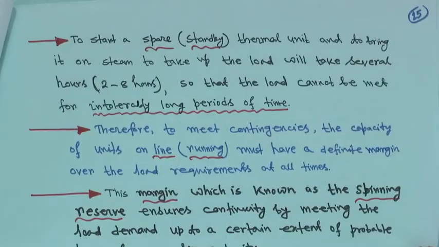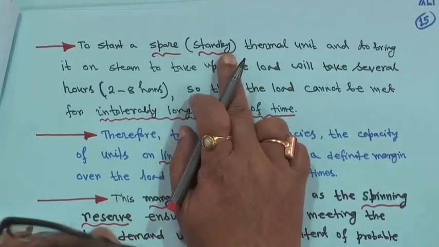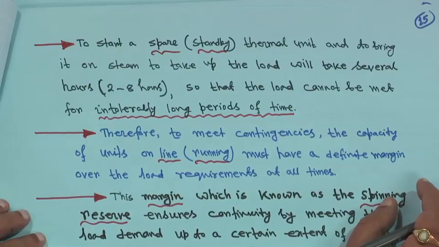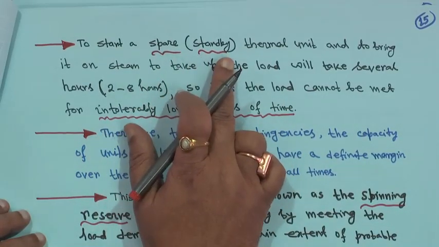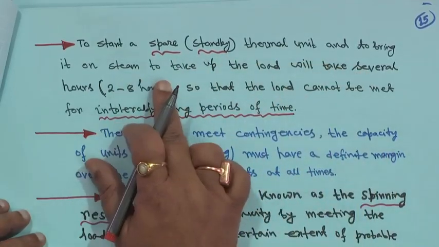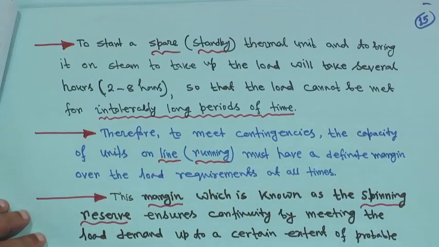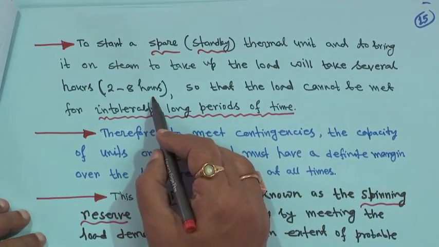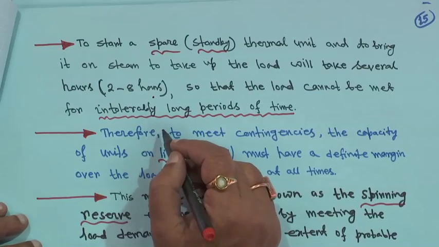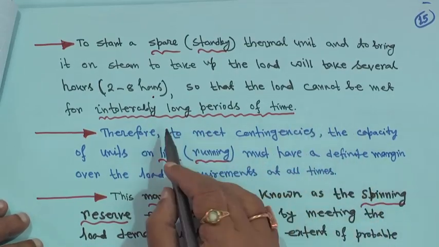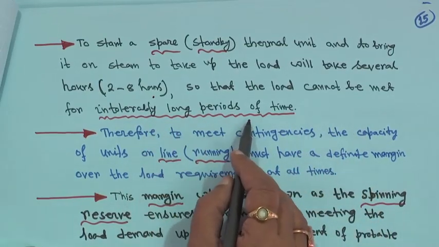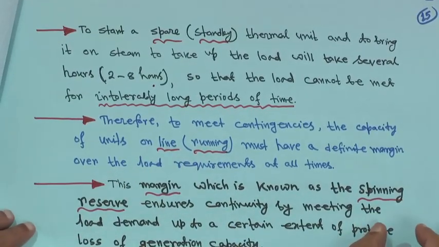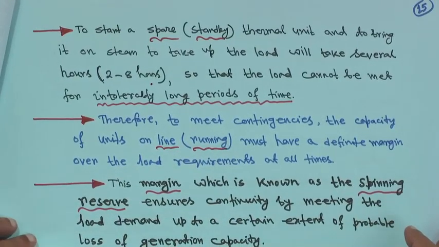So, to start a spare thermal unit: if it is a hydro, no problem, I told you, but if you do not have that facility for hydro, then if you start a spare standby thermal unit and bring it on, the steam to take the load will take several hours, 2 to 8 hours. It takes time, right? You cannot start a thermal unit quickly. So the load cannot be met for intolerably long periods of time, that means there is no other way apart from load shedding, right, because it takes time.